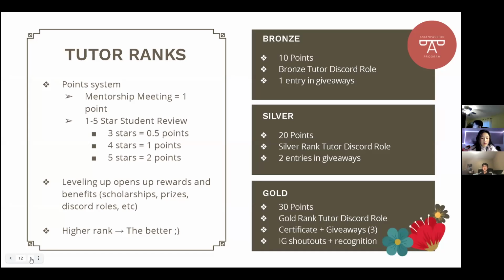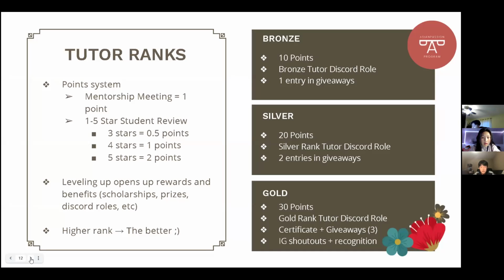So to start off, we have bronze, where you need a minimum of 10 points to be a part of it. You get the bronze tier Discord role and also 1 entry in giveaways. The next rank is silver, which you need a minimum of 20 points. You get the silver rank tutor Discord role and 2 entries in giveaways.